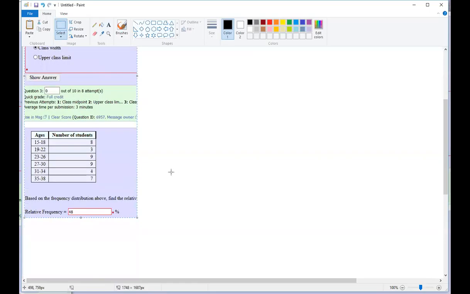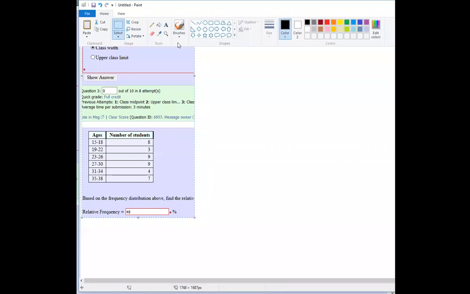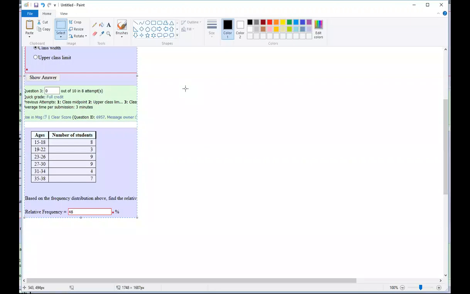Okay, and now this one, they're asking me to find the relative frequency of, well, I didn't copy that whole thing. What does it say? I'll have to read it to you. It says, find the relative frequency for the class with a lower limit of 19. Okay, so we're going to come back to this app. Here we go. This is what I want. So the lower class limit of 19 is that one right there, right?